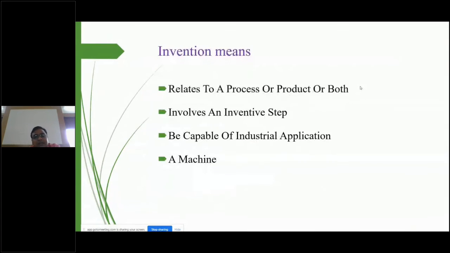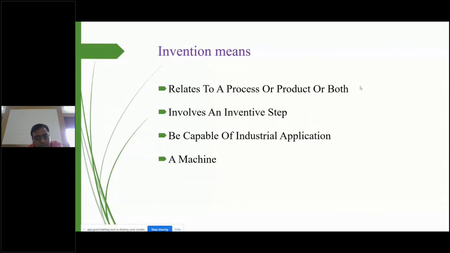Invention means what? It is related to the process, the product, or both. You can patent the process. Just I am taking one example for better understanding. If there is vegetable oil and you want to convert it into an ointment base, from the oil to the ointment, it is the process by which you convert oil into cream. This is the process patent.